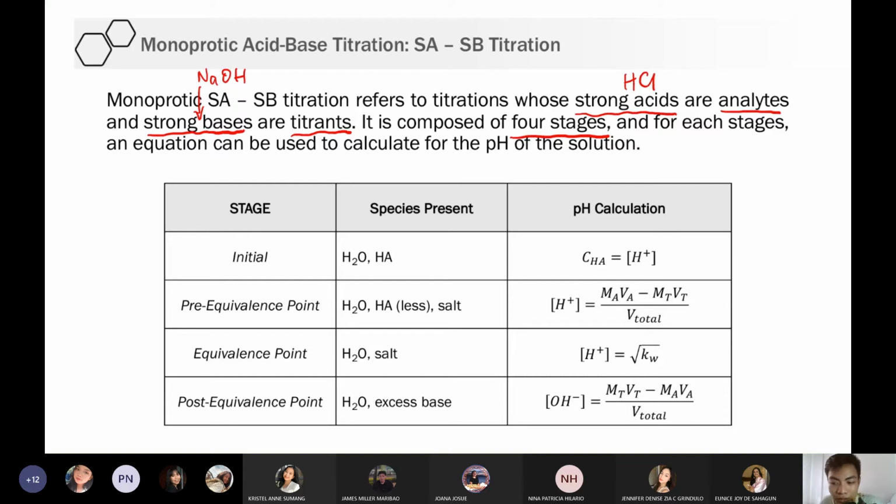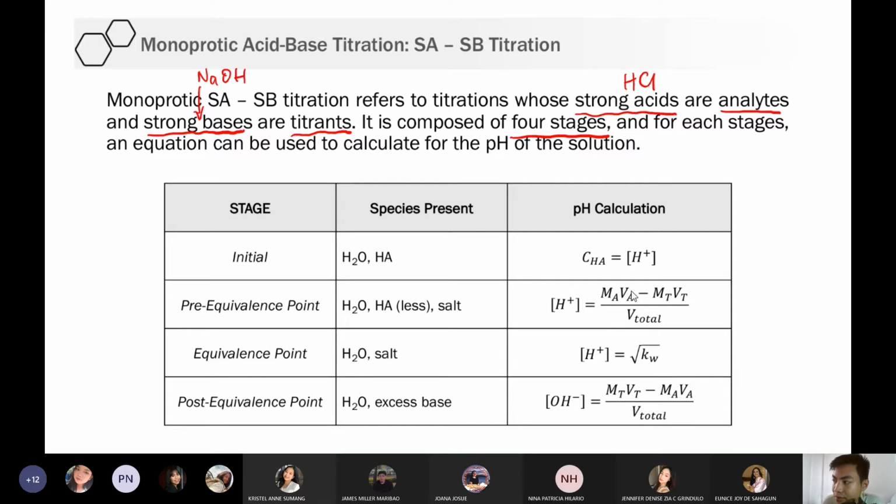Ito naman yung dilution. Okay? 'Di ba sinabi ko kanina, pag pinagdagdag mo yung acid, yung analyte and yung titrant, dumadami yung volume. Ibig sabihin na-dilute yung solution. So itong equation na to, it accounts for the decrease in the moles of acid and the dilution of the acid. Okay? So dalawa yung target ng equation na to. Yung decrease sa mole ng acid and the dilution of the acid. Okay?